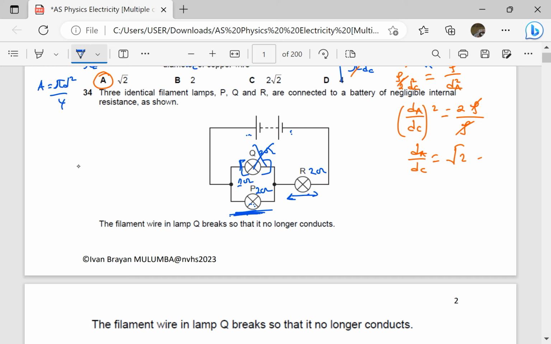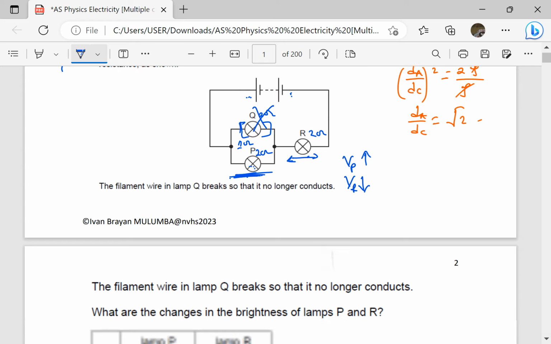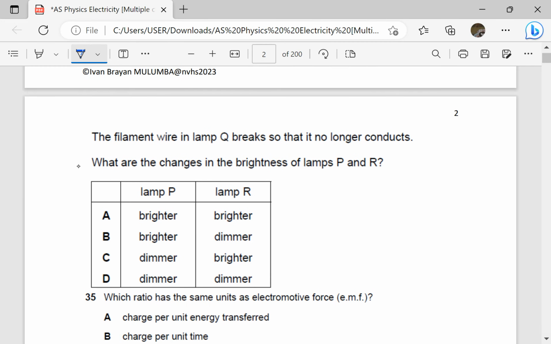So the PD across P is going to increase because the resistance has increased. The PD across R is going to decrease. Therefore, P is going to be brighter than it was before, and R is going to be dimmer than it was before. So P is brighter and R is dimmer. So the answer is going to be B.